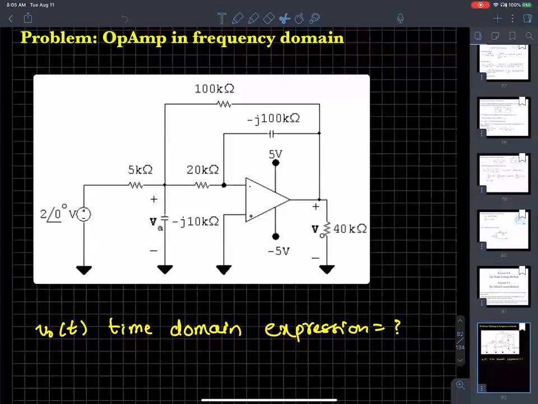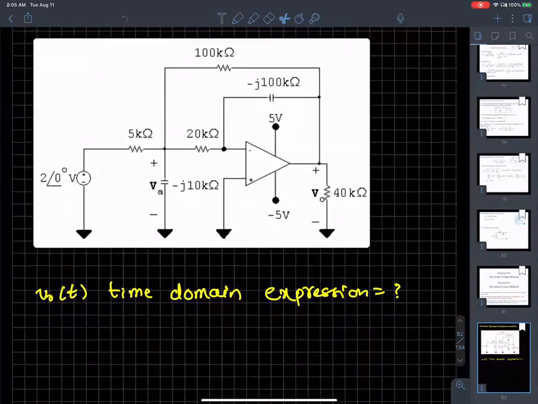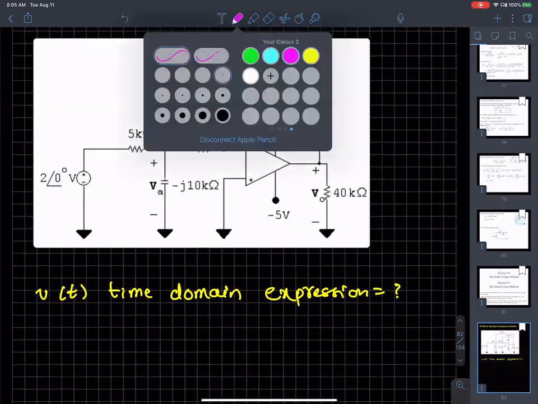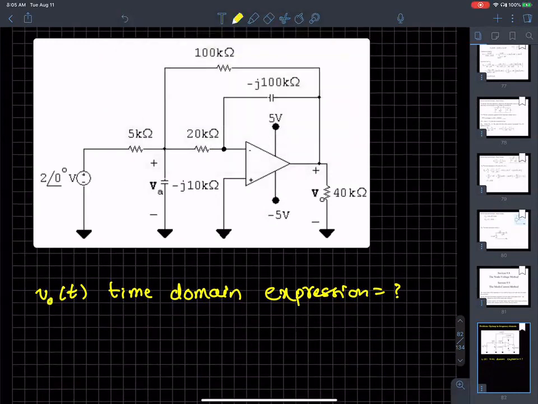But you'll see that if you stick to the first principles, just the pure basics, it'll get you through. Very simple idea. Okay, so the question is, look at the output voltage, VO, which is this guy. The voltage across that guy. Find its time domain expression.